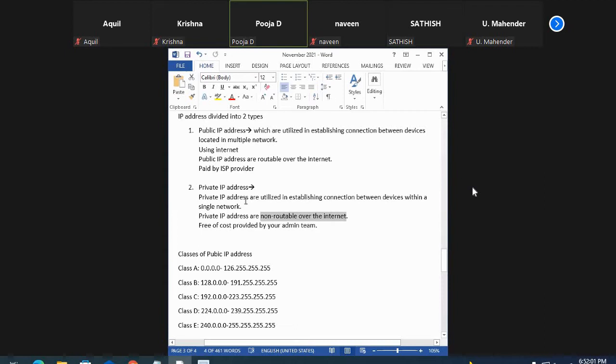So that diagram I showed yesterday, today also I will show, no problem. If two devices are situated in different networks, with your private IP address you can't communicate with the other device. You need your public IP address to communicate with another device situated in a different network. So your private IP address is non-routable over the internet. You can't communicate with a different network using a private IP address. If you want to communicate with a different network, you need a public IP address.